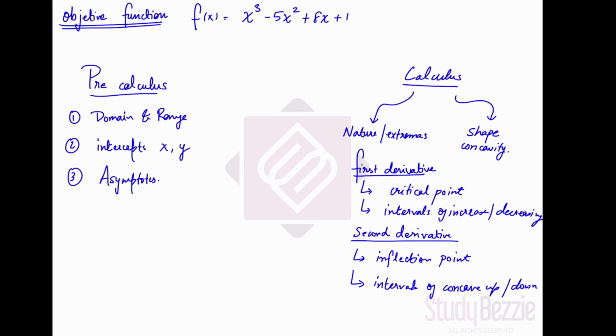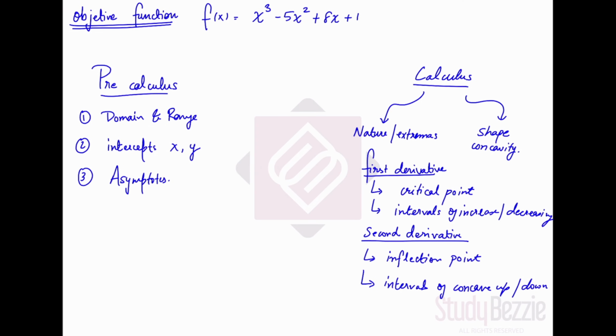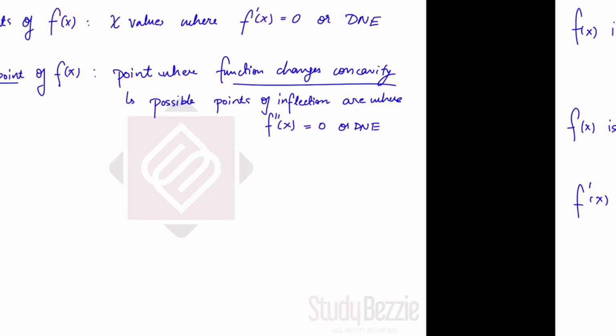So that's the first part of the derivative that we're talking about. Now let's try to apply this knowledge on this objective function and see what we get, okay? Just the increasing decreasing knowledge. So if my function is x cubed minus 5x squared plus 8x plus 1, okay? I want to find out whether this function is increasing or decreasing in any given interval. How do I do that?